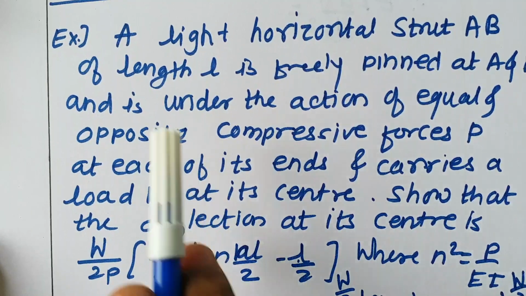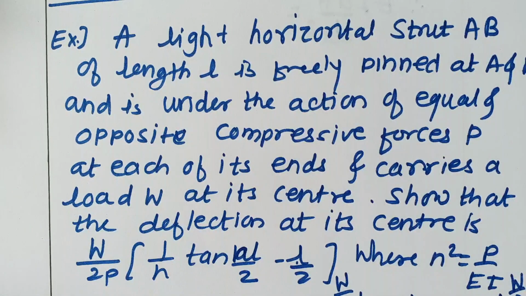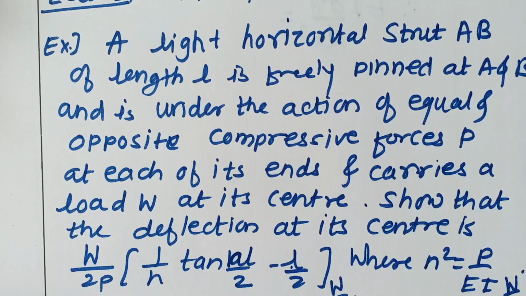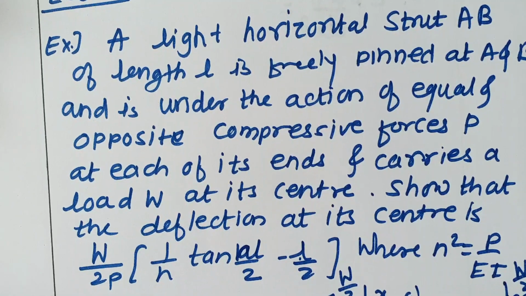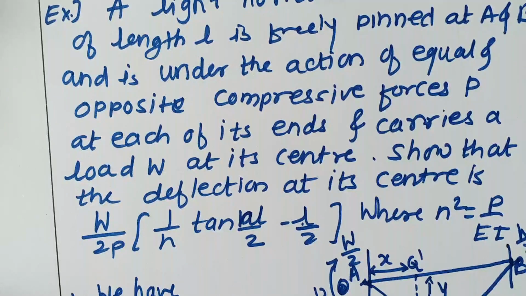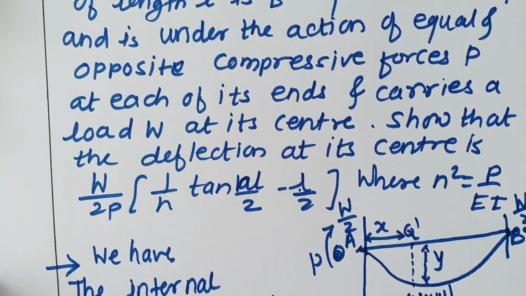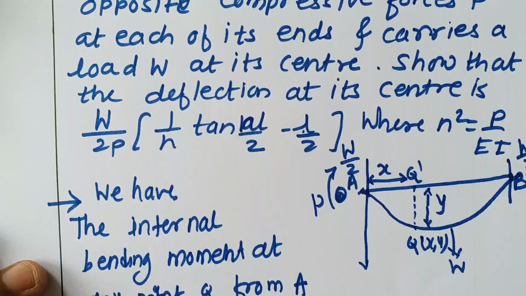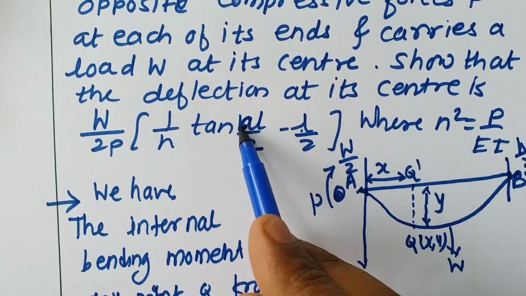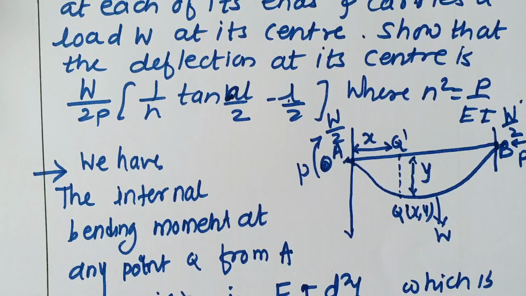So the example is: a light horizontal strut AB of length L is freely pinned at A and B and is under the action of equal and opposite compressive forces P at each of its ends, and carries a load W at its center. Show that the deflection at its center is W by 2P into 1 by n tan nL by 2 minus L by 2, where n squared equals P by EI. This is n, not A.